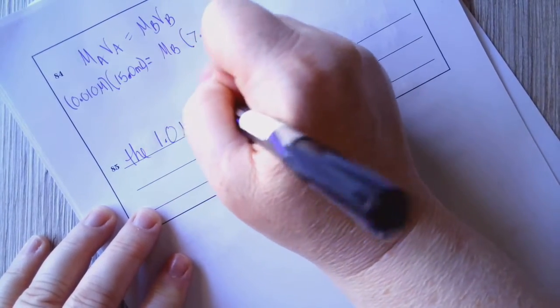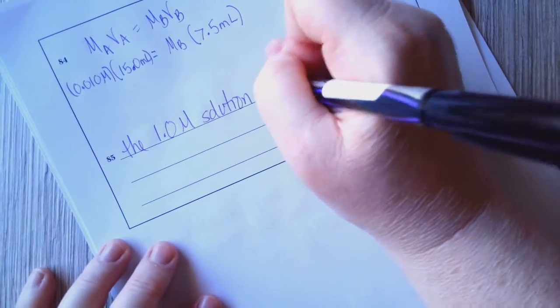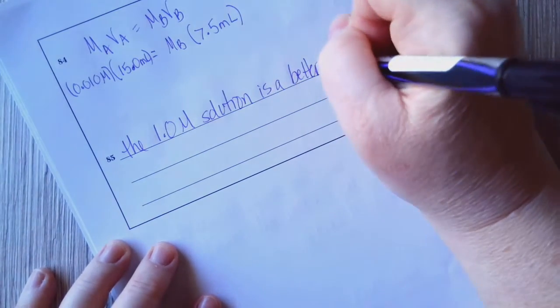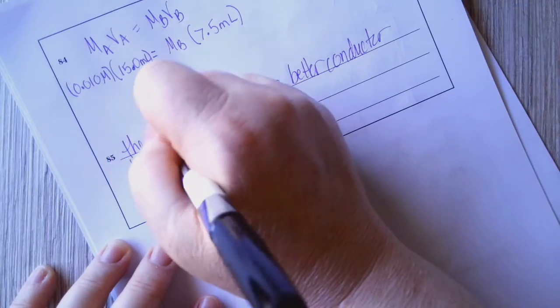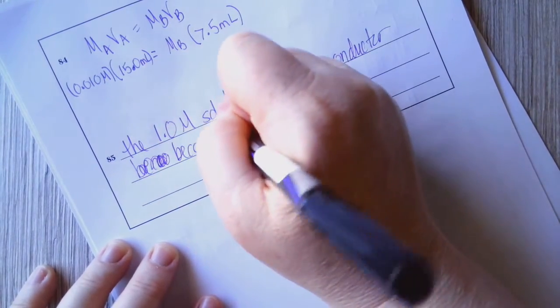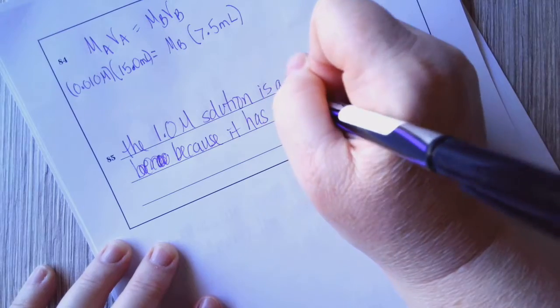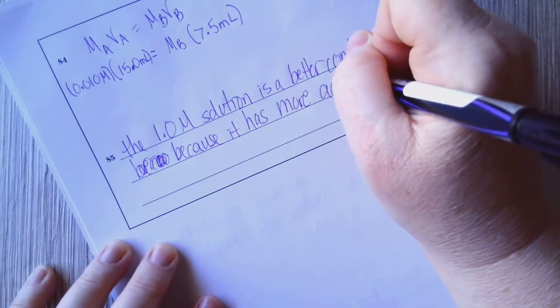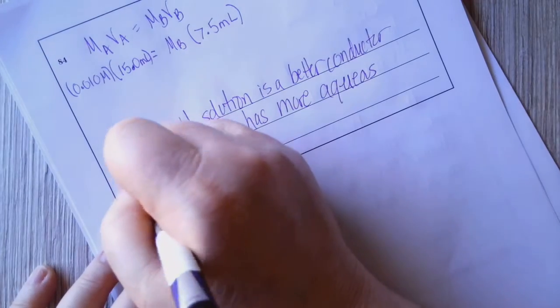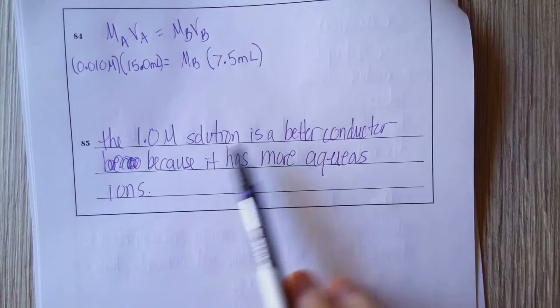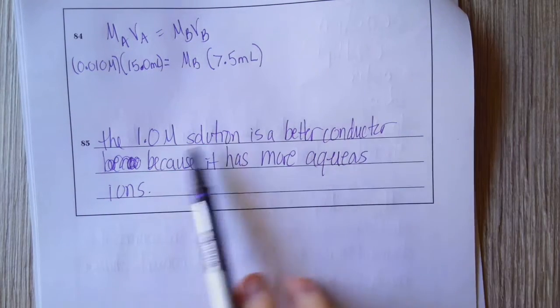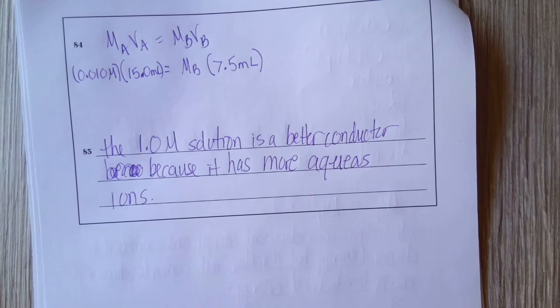So the 1.0 molar solution is a better conductor because it has more aqueous ions. That's it. I mentioned aqueous ions and I answered the question. Why is it better? Because it has more aqueous ions. And there we go. That is it.